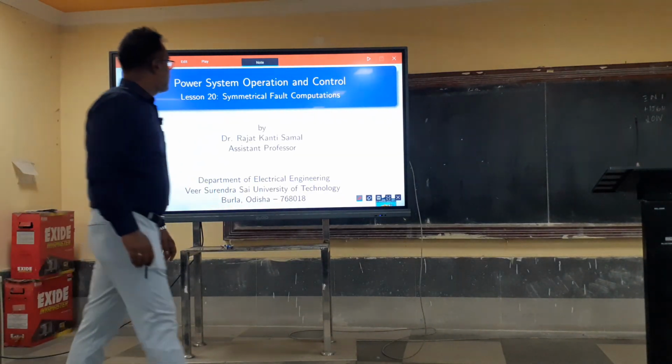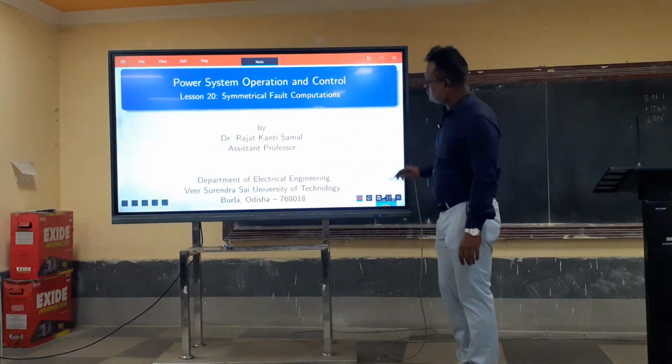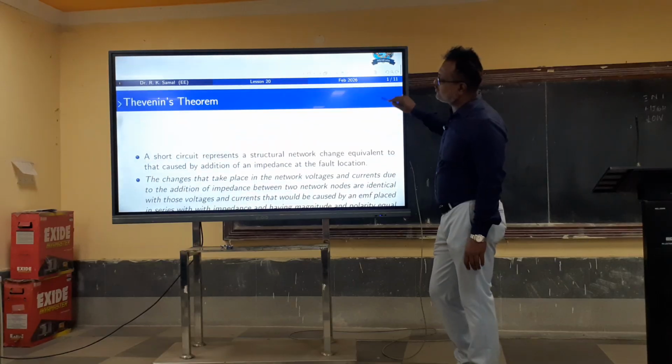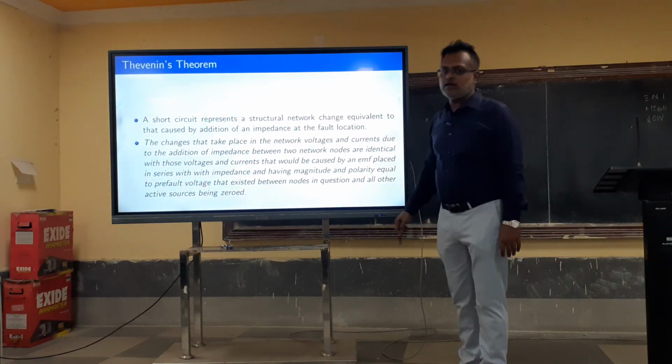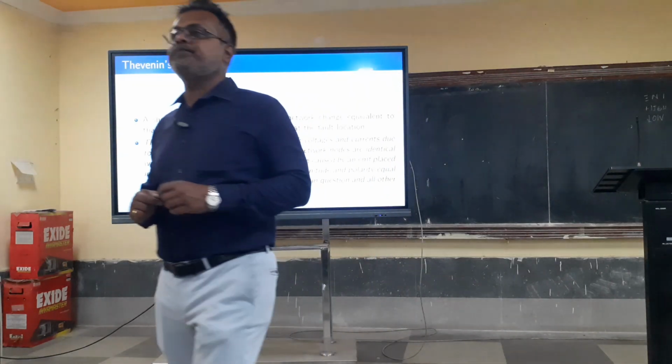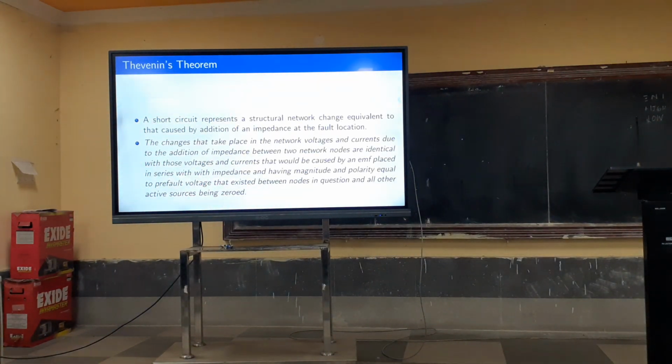Okay. So coming to what exactly is done in symmetrical fault computations, we will start with a revision of Thevenin theorem. So what is Thevenin theorem? Shortcut, anyone can say? So we have a complicated circuit. We represent that by, yes, that circuit has certain characteristics, linear, etc. It doesn't matter. Mostly we consider linear.